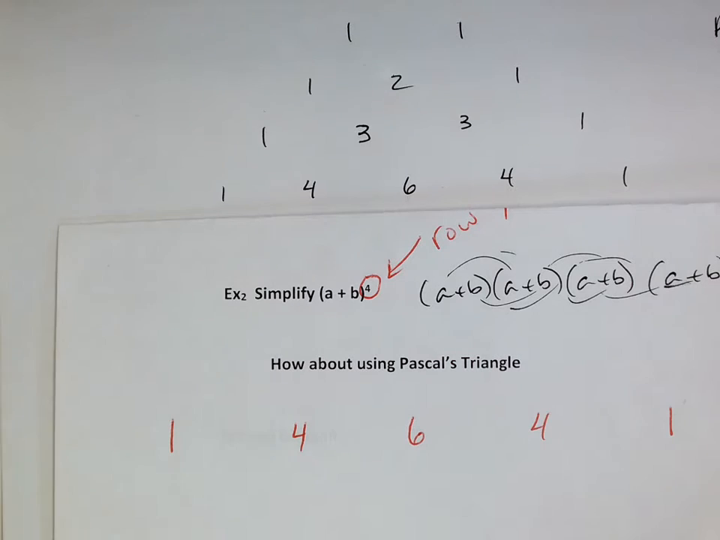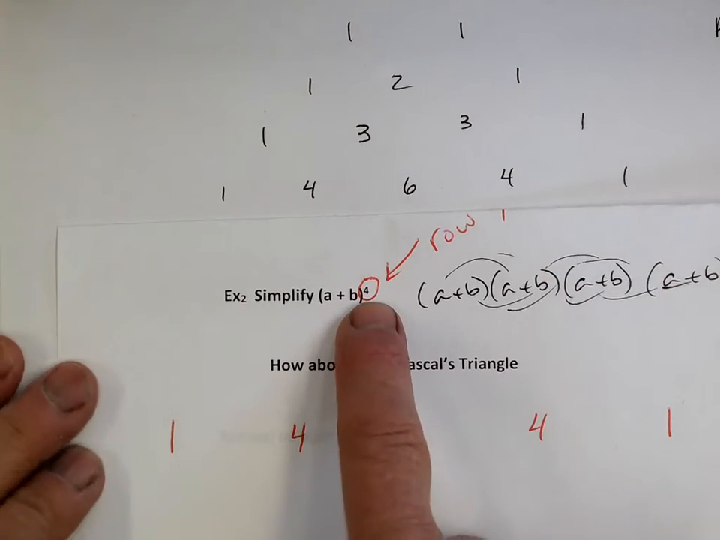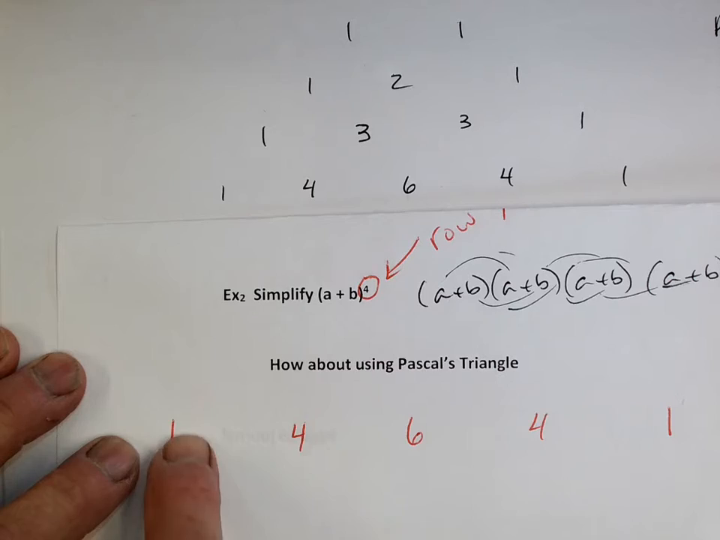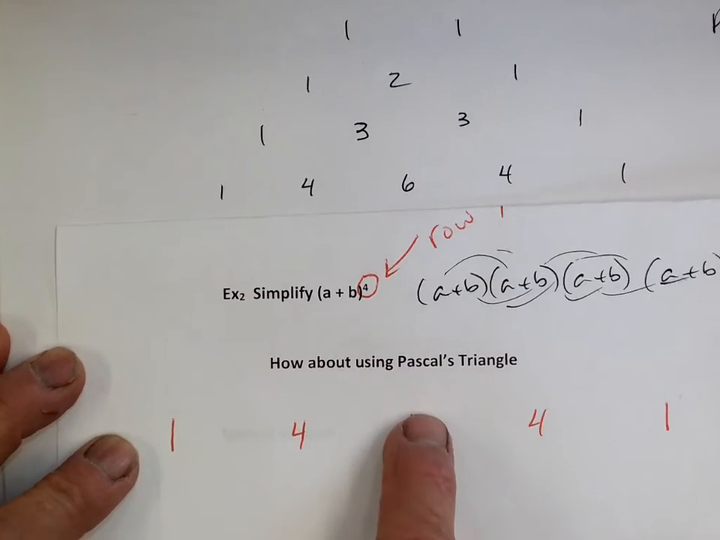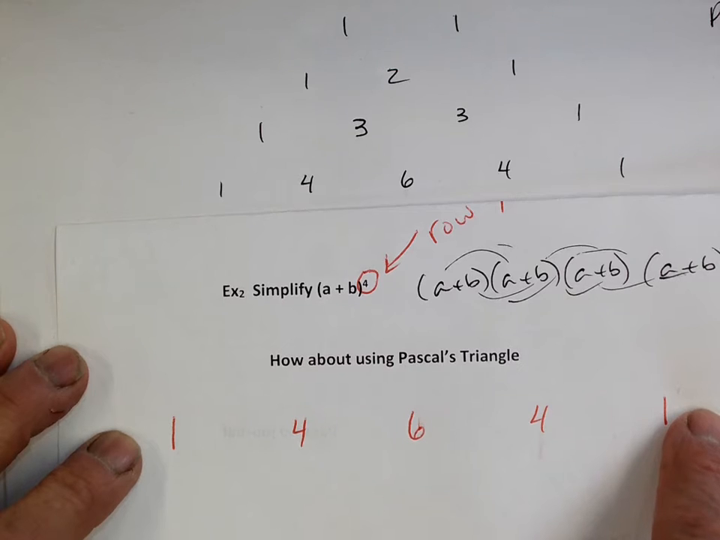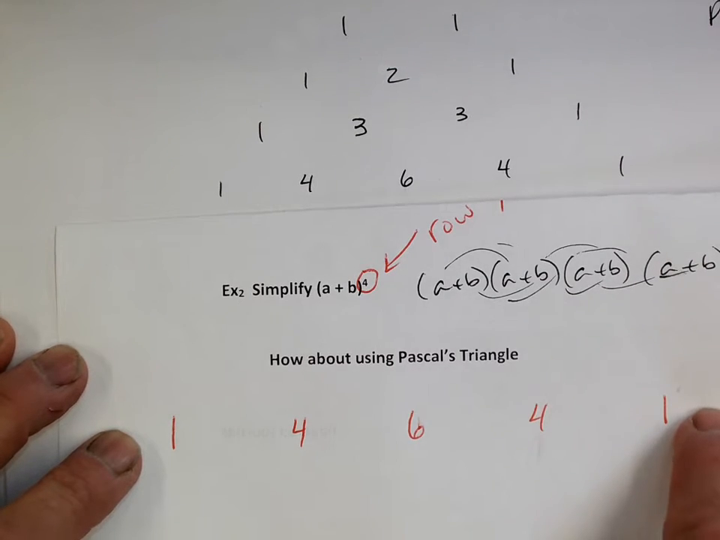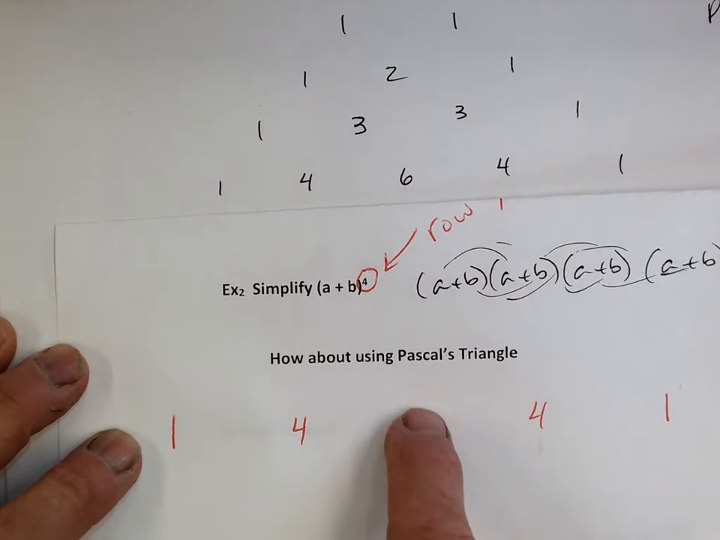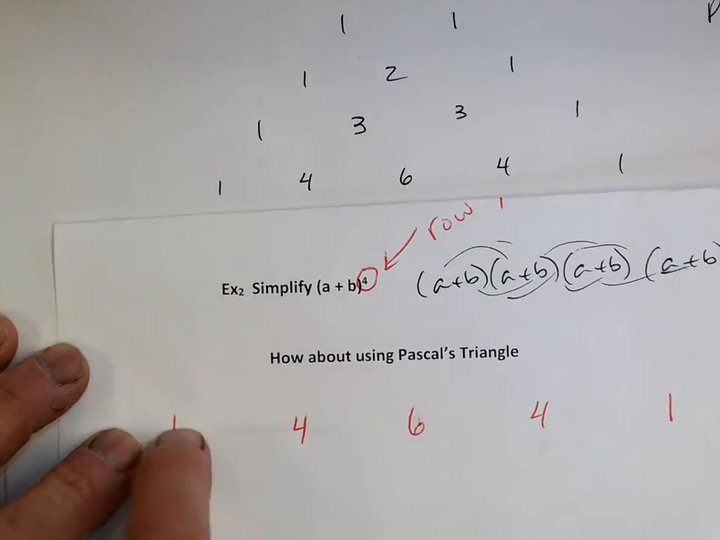And now, what I'm going to do is, watch. Everybody's got to watch. 4th row, right? Got to watch and listen. A to the 4th, A to the 3rd, A to the 2, A to the 1, no A. Does that make sense? And then B to the 4th, B to the 3rd, B to the 2, B to the 1, no B. And that's our answer.